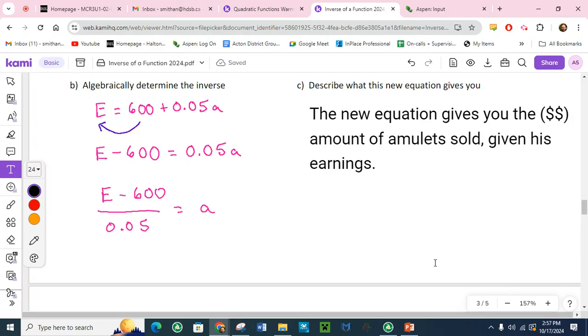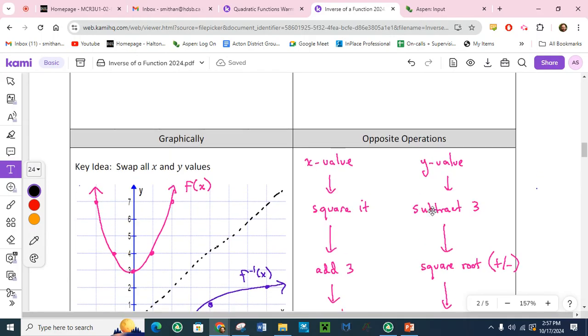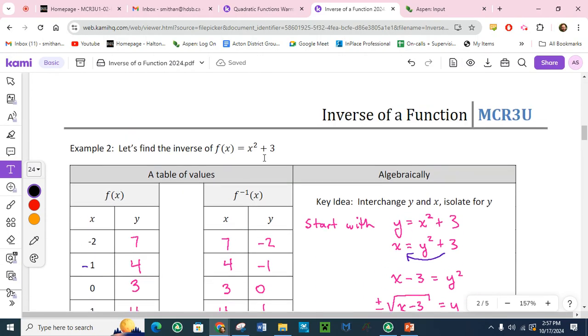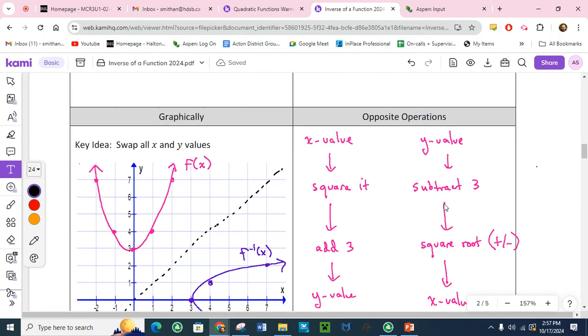All right, we did it. So I think this lays out what I need you guys to know. Let's just summarize. What I'd love for you to be able to do, if I give you a simple linear function or a simple quadratic function, is fill this entire placemat: graph, table, algebraically find the inverse, and do a little flow chart with opposite operations.